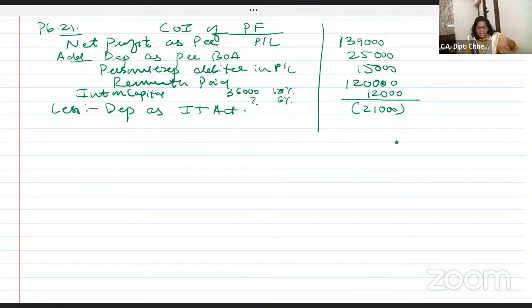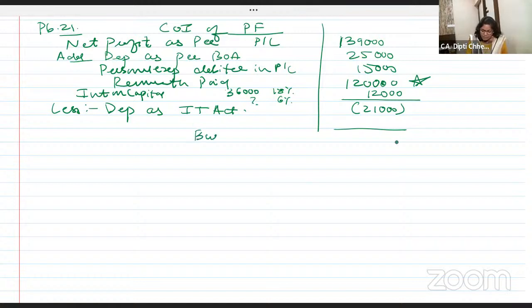We have added back even the remuneration paid because we want the correct profit before remuneration, and depreciation as per income tax. अब add or less करो. 1,39,000 plus 25. Faster. Do the calculation also with me. You have to run the calculator at speed in the exam, so that's a good practice to do it now.